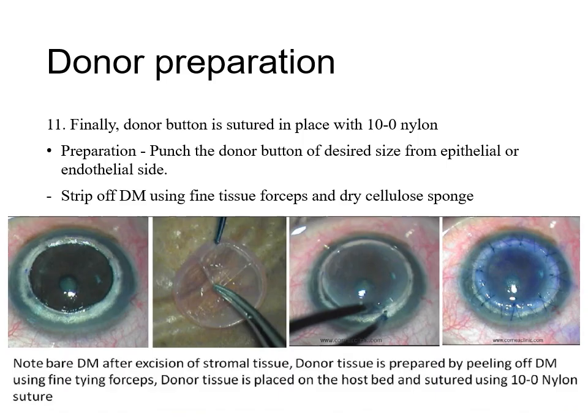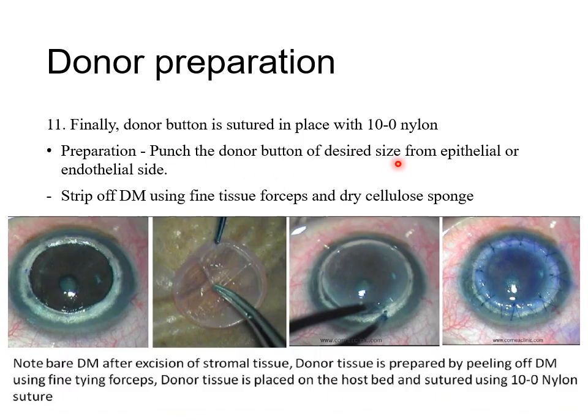Of course, the donor preparation. Finally, the donor button is sutured in place. So once the stroma has been removed, this is what the recipient bed looks like. This is the transparent Descemet membrane covering the anterior chamber. This is the button that has been prepared already. What is this button consisting of? It consists of the anterior stroma, 50 to 80% depth, and it is going to replace the stroma that we have removed here.